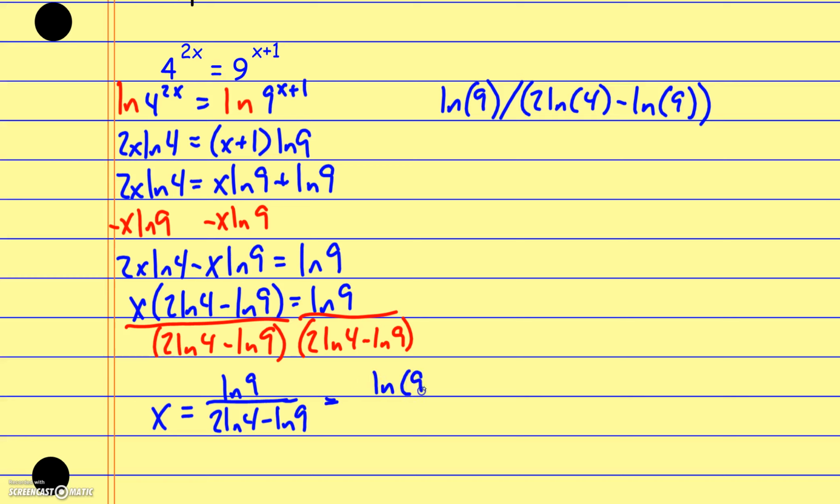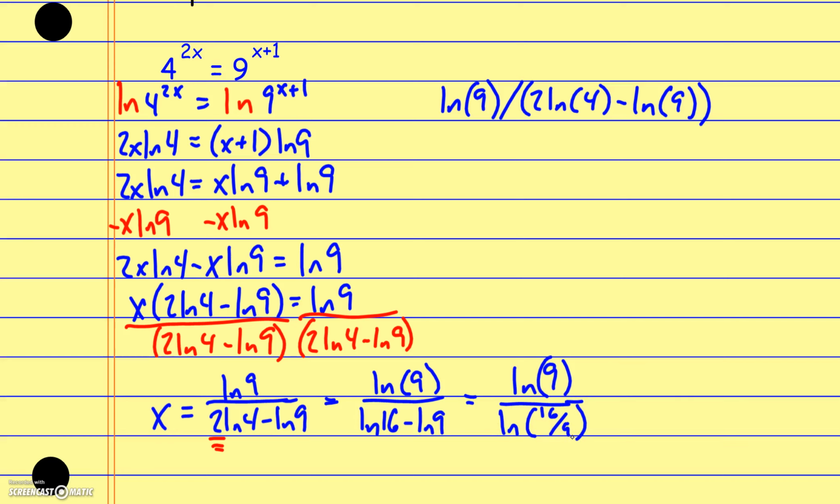So here I've got the natural log of 9 over. Down here, this 2 can be rewritten as an exponent inside the logarithm. So when I rewrite this as an exponent, it becomes the natural log of 16. And now from here, again, that denominator subtraction becomes one logarithm of the two things being divided. So this becomes the natural log of 16/9.